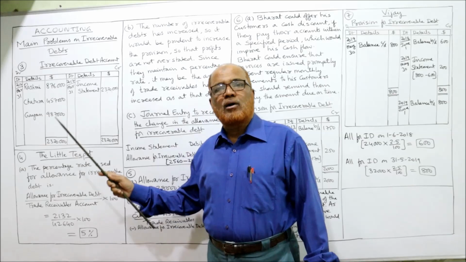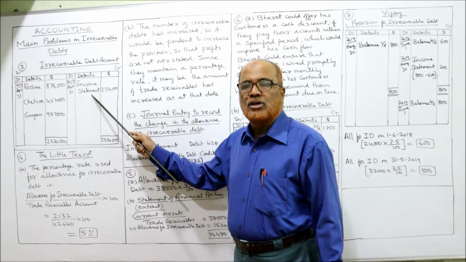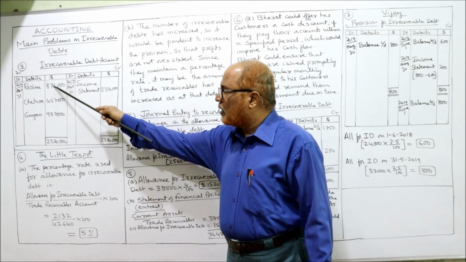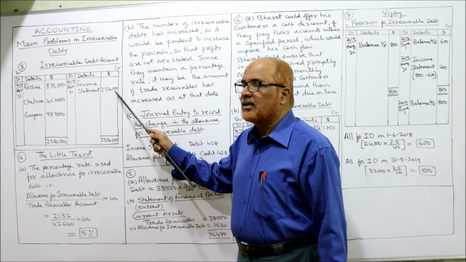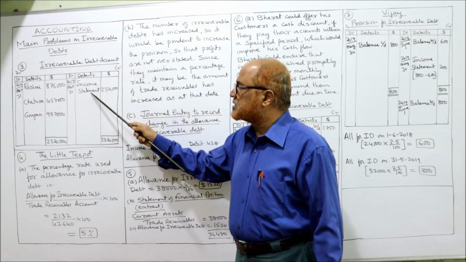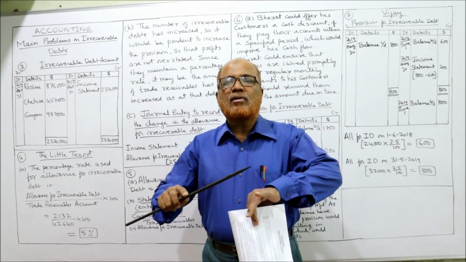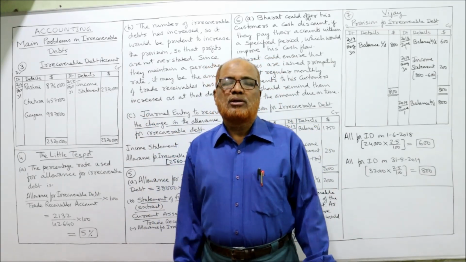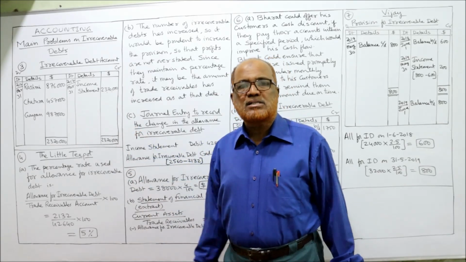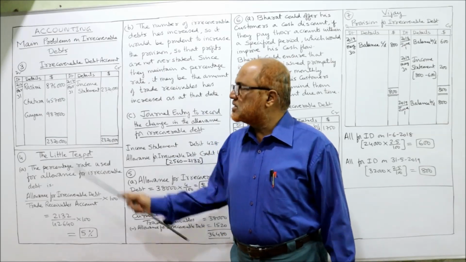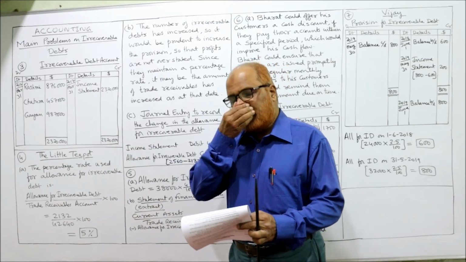So on the irrecoverable debt account credit side, income statement. The total of the three customers is 2,320,000. So this 2,320,000 will be credited. Income statement 2,320,000. Irrecoverable debt is closed. We have transferred the balance in irrecoverable debt to the income statement. That's it. This is the account of irrecoverable debt.